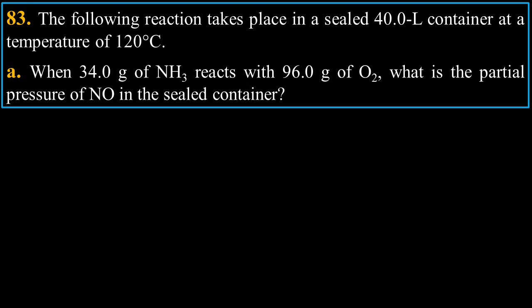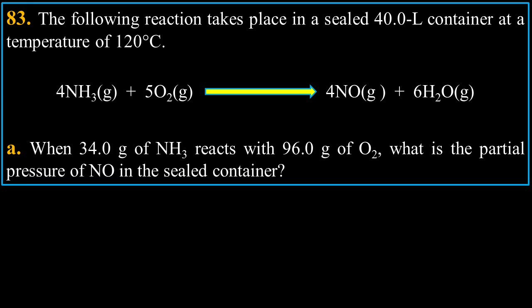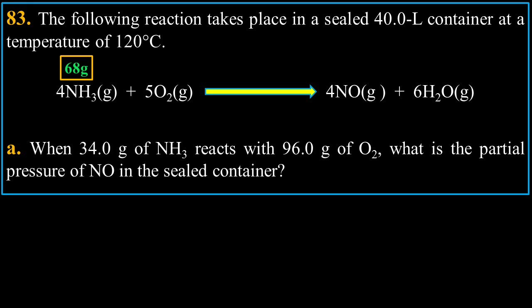The first thing we're going to have to do is put in the stoichiometric masses and then find the relationships relative to the number of moles. Then you can use PV equals nRT to find the partial pressures. This is the equation. It says that there are 4 moles plus 5 moles yields 4 moles plus 6 moles. So 4 moles of ammonia plus 5 moles of oxygen yields 4 moles of nitrogen monoxide and 6 moles of water. The stoichiometric masses are 68 grams is 4 moles of ammonia, 160 grams is 5 moles of oxygen, 120 grams is 4 moles of nitrogen monoxide, and 6 times 18 is 108 grams. 108 grams is 6 moles of water.